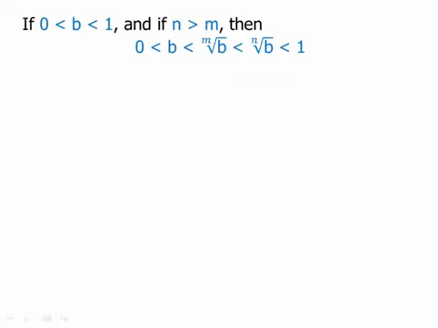Now, when we get into that region between 0 and 1, things get a little bit different. And you may remember things were different here. First of all, if we take a root, the roots are bigger than b, assuming that b is a fraction between 0 and 1. And the higher the order of the root, the higher it gets. So if n is a higher order root, the nth root of b is higher than the mth root of b.